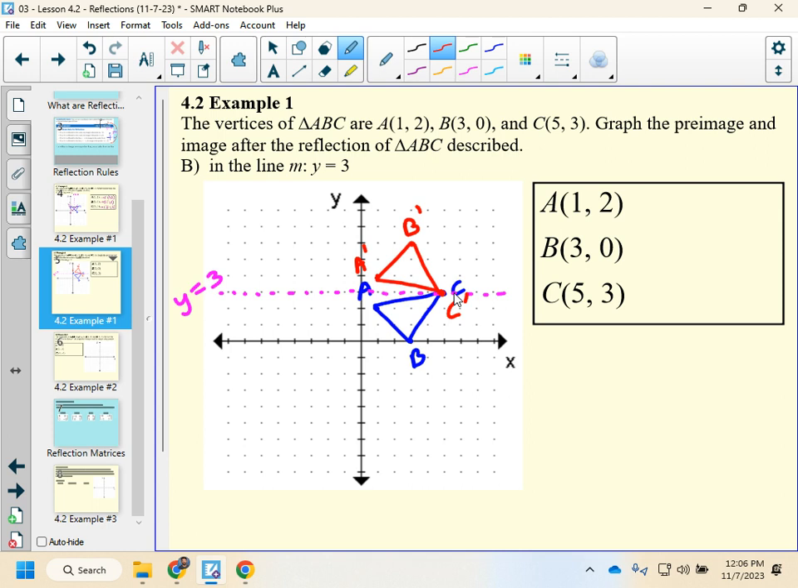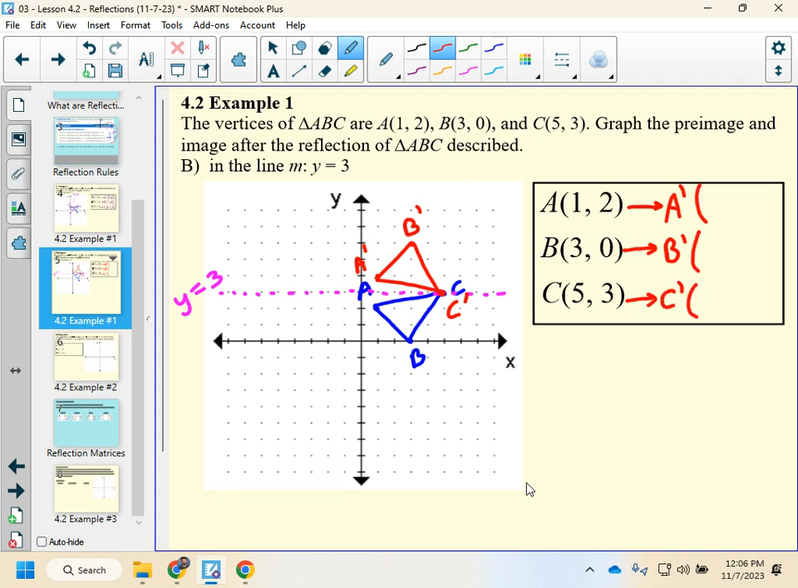Picture folding the book, or folding the sheet of paper like a book, along this pink line. The red triangle should end up directly on top of the blue line, which I think we have here. And just like the last one, the last part of this is now to go back through and just document the coordinates of our 3 new points.